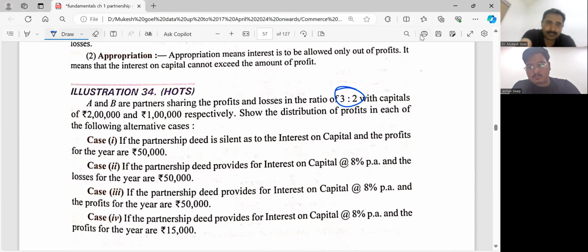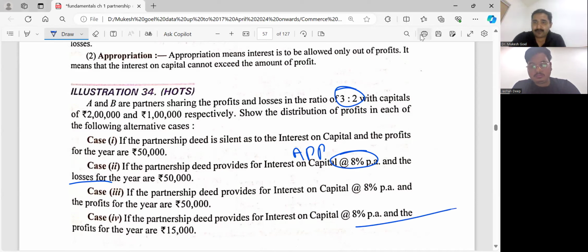In the second case, if the partnership deed provides interest on capital at the rate of 8% and there is a loss during the year of 50,000, and it is not given whether interest will be treated as a charge or appropriation, then we will treat interest as an appropriation. And in case of loss, no interest will be charged. Then we will transfer the loss of 50,000: 30,000 to A's capital and 20,000 to B's capital.